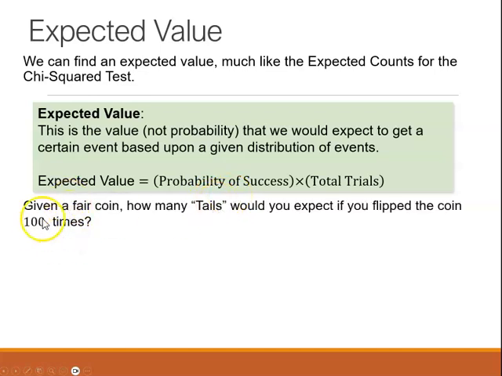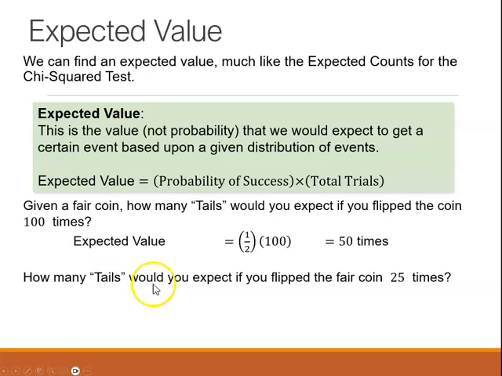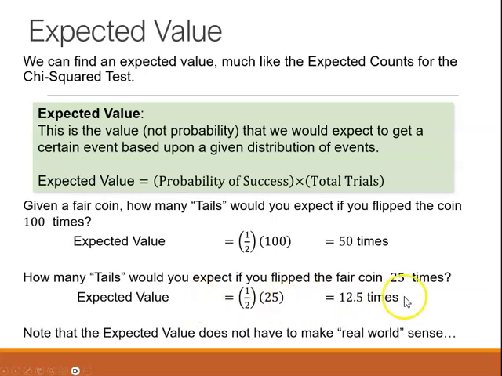So if you flipped a coin 100 times, you'd expect 50 tails, right? 1/2 times 100. How many tails would we expect if we flipped it 25 times? 1/2 times 25, 12.5. Expected values don't have to make real world sense. That is totally fine that you got a decimal value for an expected value. Everybody's cool?